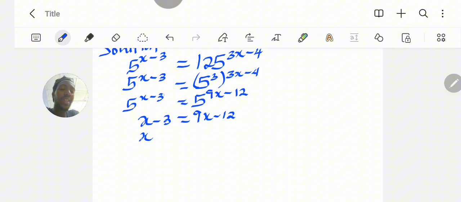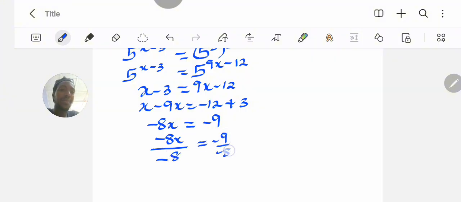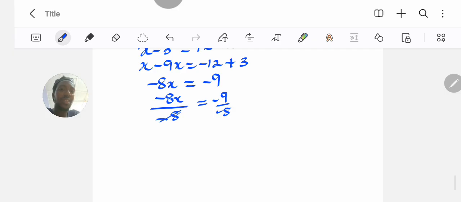So we have x, if 9x should come to the left hand side, it becomes minus 9x. And we have minus 12, if minus 3 should go there, it becomes plus 3. And from here, x minus 9x is going to give us minus 8x. Minus 12 plus 3 is going to give us minus 9. And you divide both sides by minus 8. If you divide perfectly, you get this. x is minus, cancel minus, 9 over 8. So that is your answer.